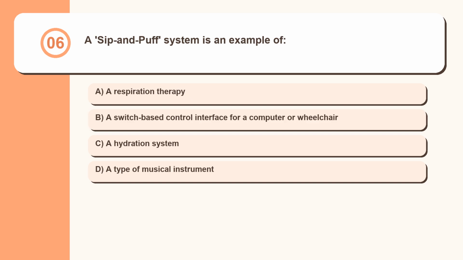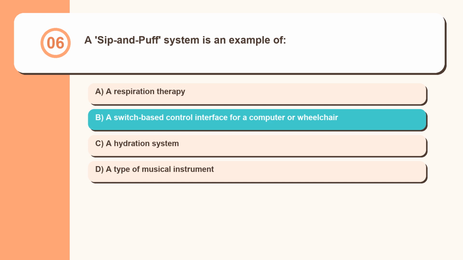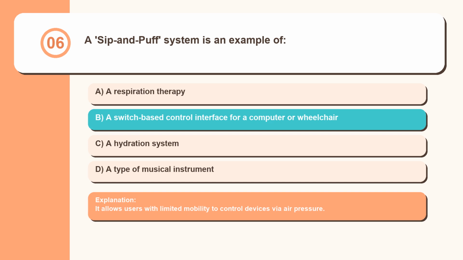Question 6. A sip and puff system is an example of a respiration therapy, a switch-based control interface for a computer or wheelchair, a hydration system, a type of musical instrument. It allows users with limited mobility to control devices via air pressure.